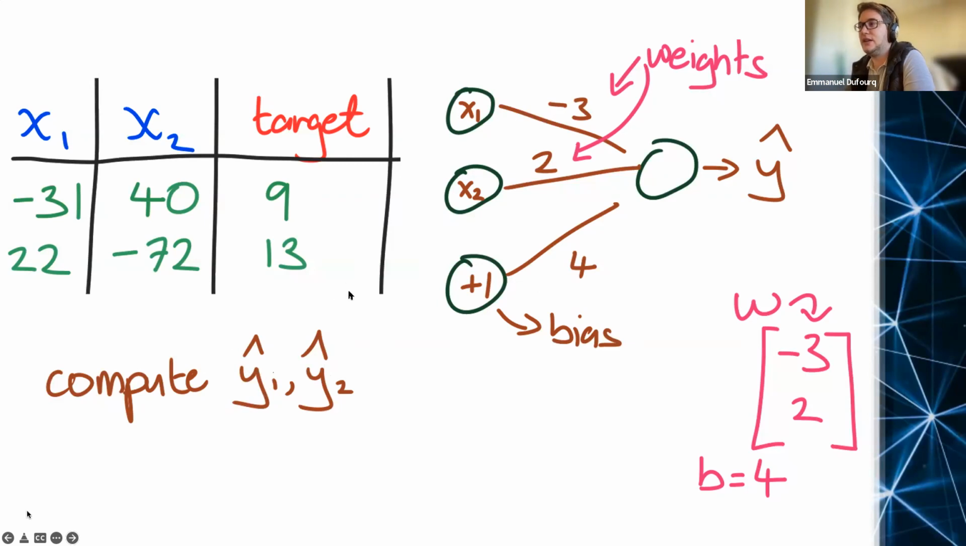So remember, y hat is the model predictions. So if you did that, you would get a value, and then you would ask yourself, is it greater or equal to 0? And then we can make a prediction for the second example. So we put in 22 here. So we'll say 22 times -3. And then we'll put in this value, -72 times 2 plus 1 times 4. So the full expression is 22 times -3 plus -72 times 2 plus 1 times 4. And then you ask yourself, is that greater or equal to 0?